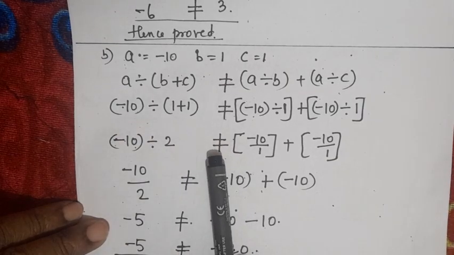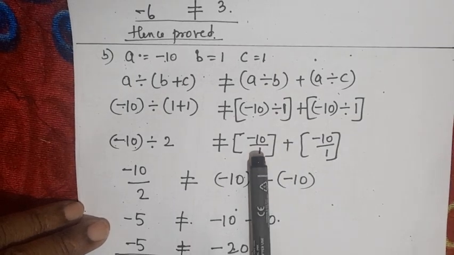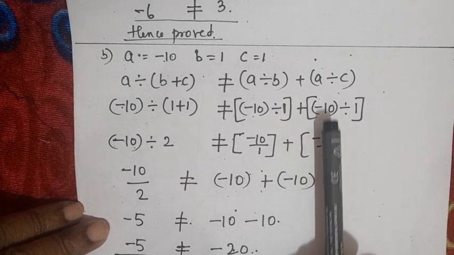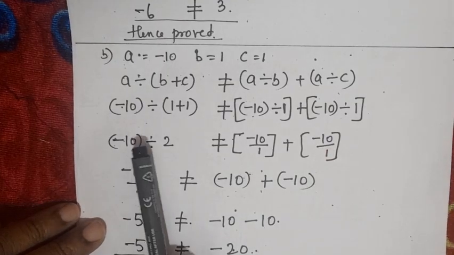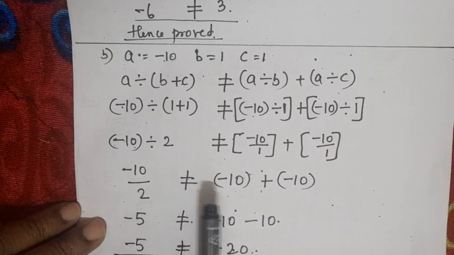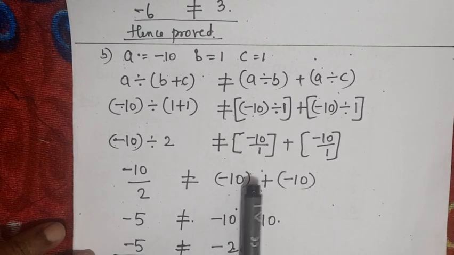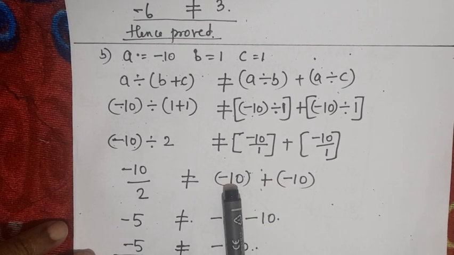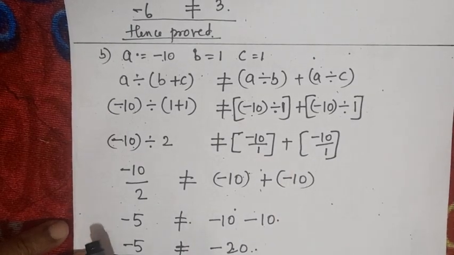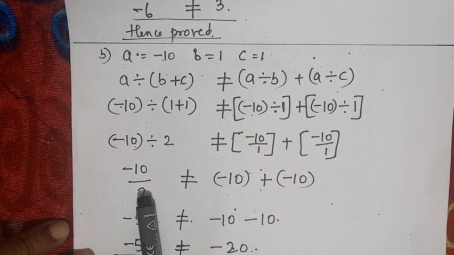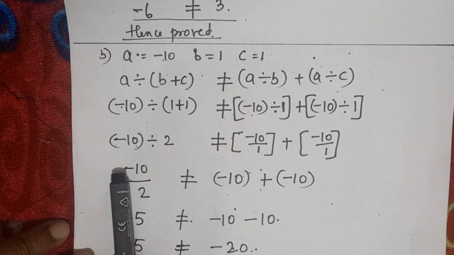Let it be there. Now is not equal to, right here, minus 10 divided by 1 plus minus 10 divided by 1, as it is. So now minus 10 divided by 2 is not equal to minus 10. How is it minus 10? Minus 10 divided by 1 is equal to minus 10, plus minus 10 divided by 1 is equal to minus 10. So here when you divide 10 by 2, 2 fives are 10, the sign is minus.